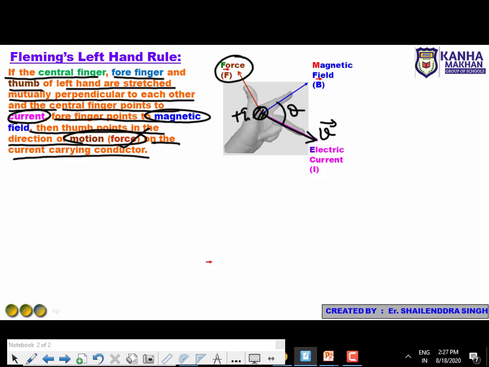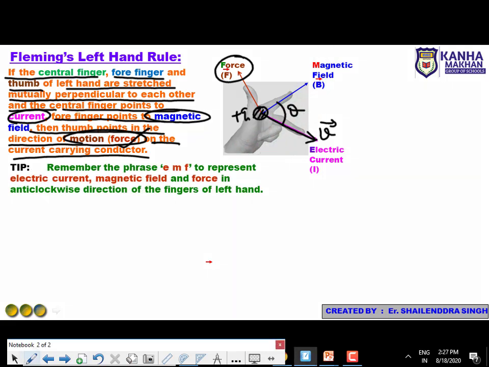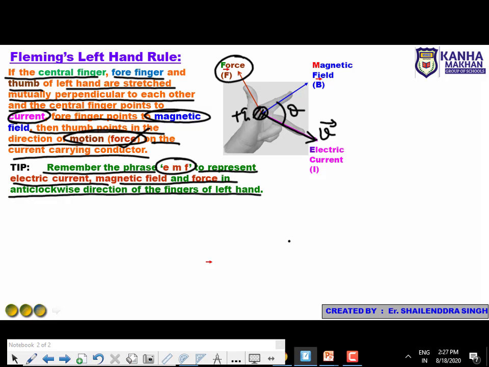It is the condition. Okay. Finally, what is the tip for that particular condition? Remember the phrase EMF to represent electric current, magnetic field and force in the anti-clockwise direction of the fingers of the left hand. Then it must always be directed along the anti-clockwise direction: current, magnetic field and force. It is known as electric current, magnetic field and force.